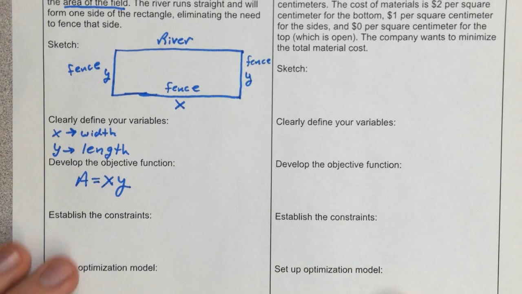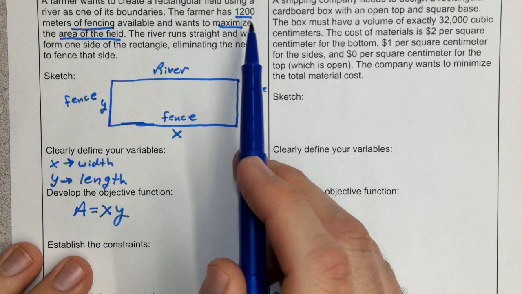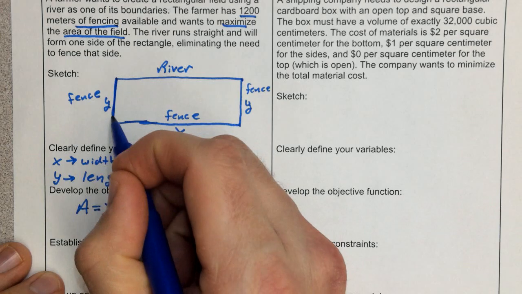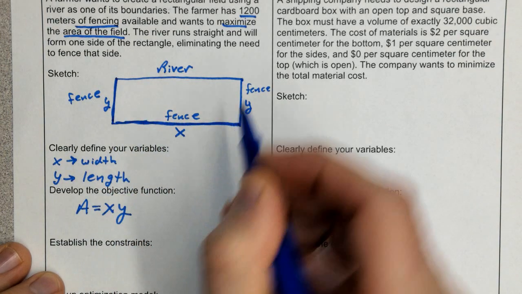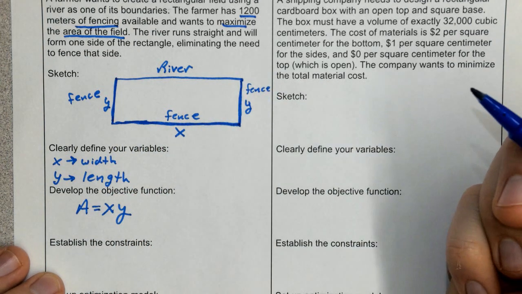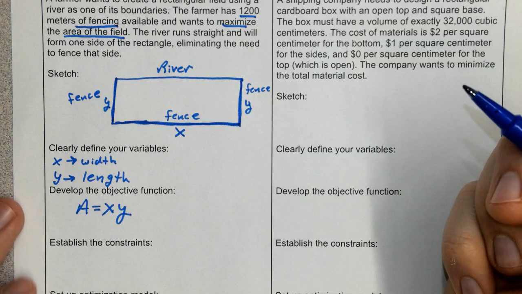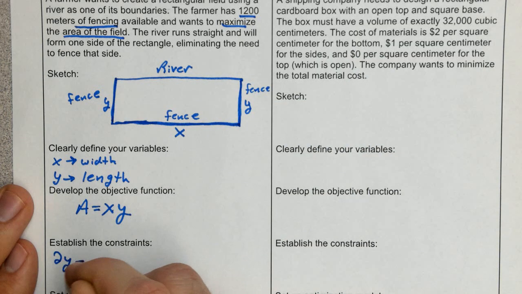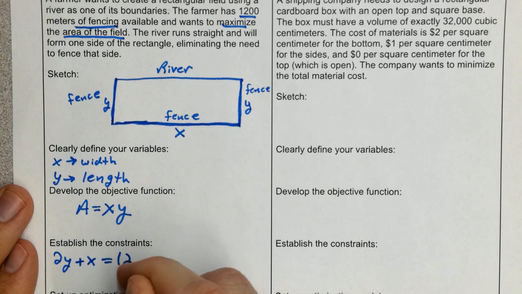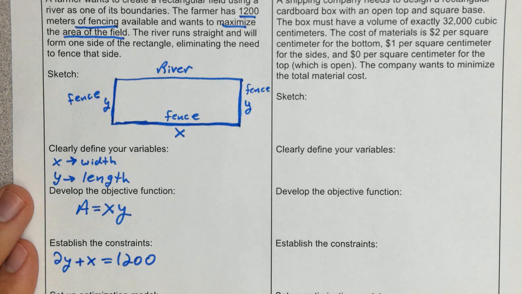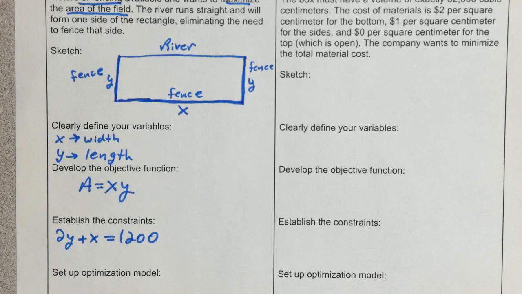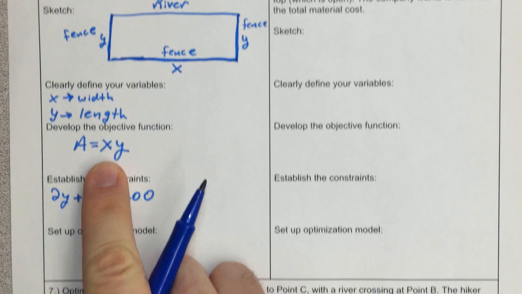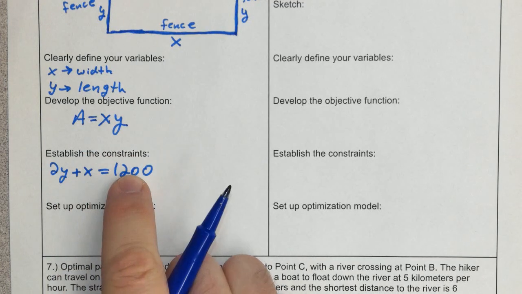Okay. What about the constraints? Well, we have a constraint on how much fence we have, right? We have 1,200 meters of fencing. Well, that means that this side here, and this side here, and this side have to add up to 1,200, okay, because that's the length of the fence. And so that's going to be 2y plus x equals 1,200, right? So there's a constraint, and you can see we need this because our objective function has two variables. So now we can use this to eliminate one of the variables.